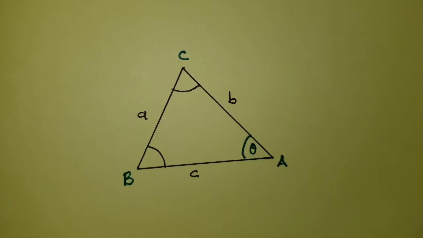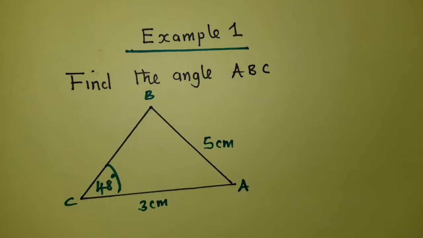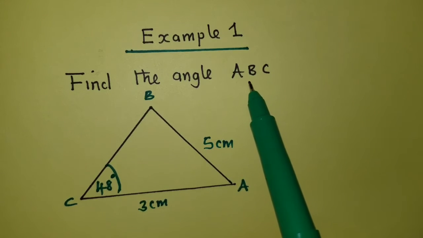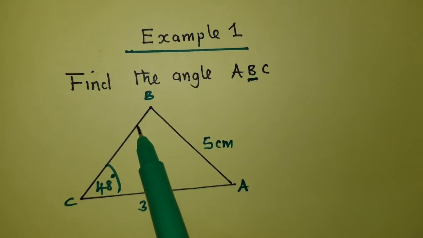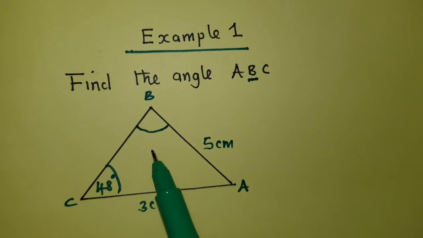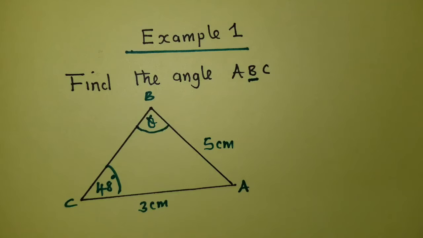Okay, so let's just do a little bit of some examples and understand how this sine rule works. So this is example number 1. For example number 1, they are saying find the angle ABC. So you check the letter that is in between. This is B. So meaning they want you to find the angle right here at B. So we shall call this theta. So this is theta, okay?